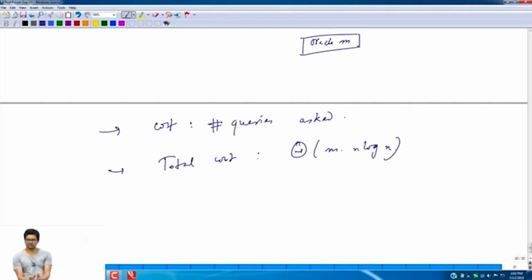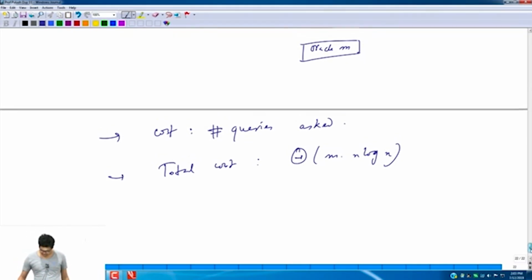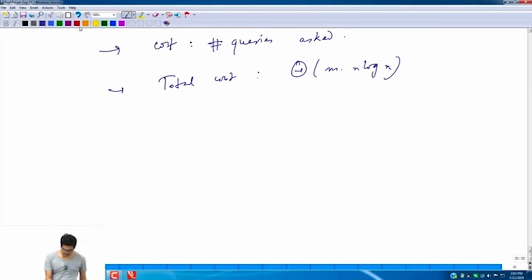Now my goal is, can I reduce this cost? Can I have something better than m n log n? Obviously, if I don't assume anything more, because of this lower bound, I have to ask n log n queries to every person, and there are m persons. So I need to ask m n log n queries. So let's put in some more assumptions. And here is one popular assumption that we put here: single crossing.